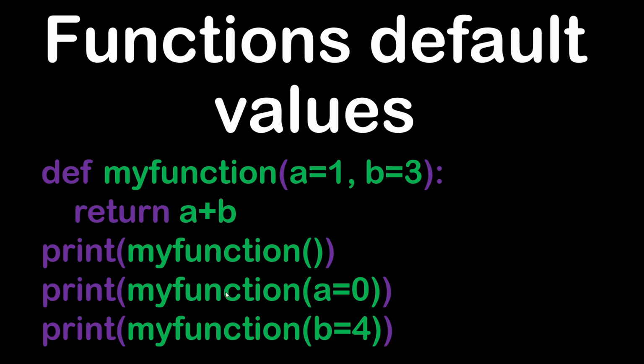Then in the second case, I'm only providing the value for a equal to 0, and in this case b will take its default value, which is equal to 3, and I will get a return a plus b, which is equal to 3 in this case. Then print my function with b equal to 4. I will simply provide a new value for b, and a will be taking its default value. Now you get the idea. These are the default values, and most of the functions that are predefined in the modules of Python have some kind of default values to make it easier for the users to use these functions.